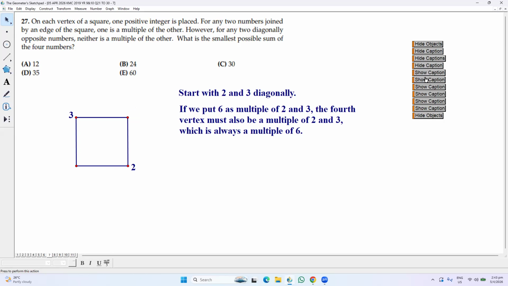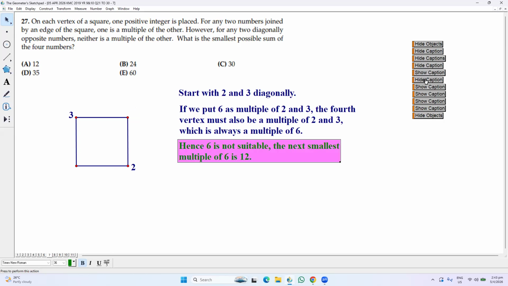Put 12. 6 is not suitable. The next smallest multiple of 6 is 12. If we put 12, okay, multiple of 3 and 2. Then we want a number not a multiple of 12. Diagonally must not be multiples of each other. So we can see that you must use 18. It must be a multiple of 2 and 3, but not a multiple of 12. So the smallest is 18.